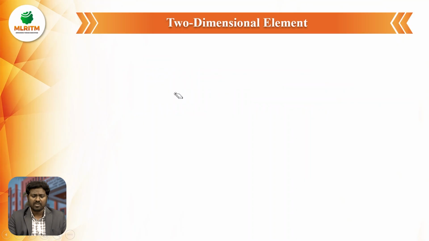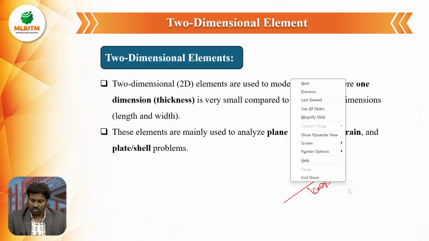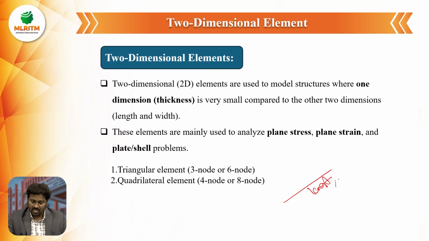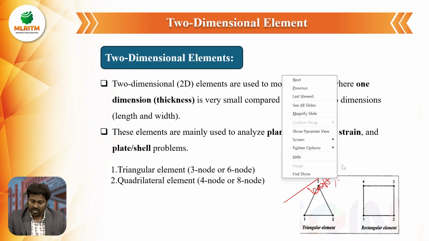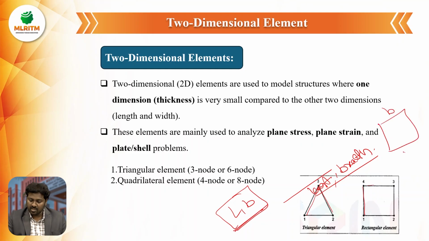So next one is the two dimensional element. One dimensional has only the length direction, but coming to two dimensional we have two dimensions. It means length and breadth. So L comma B, this element has L and B. This is the example for triangular and rectangular. Rectangular has B and D, we have two dimensions. So that's known as a two dimensional element.